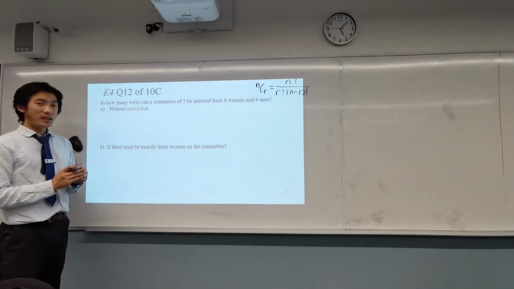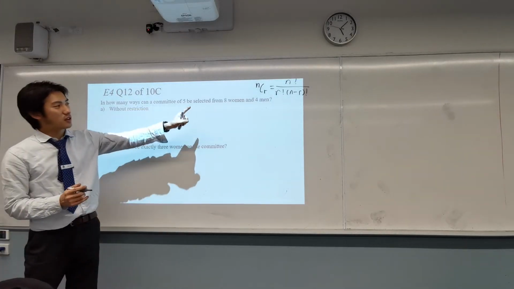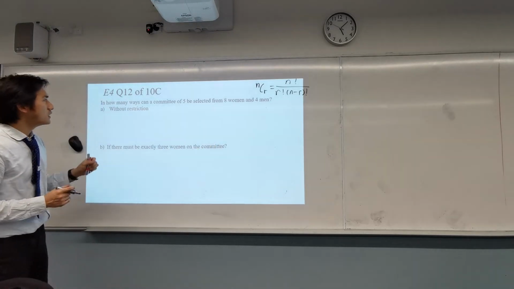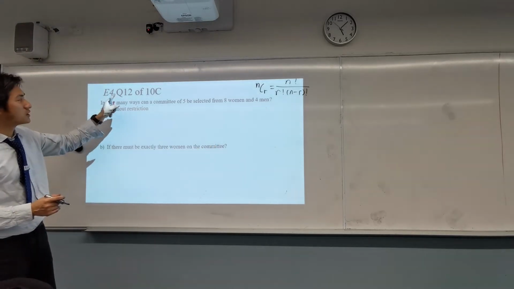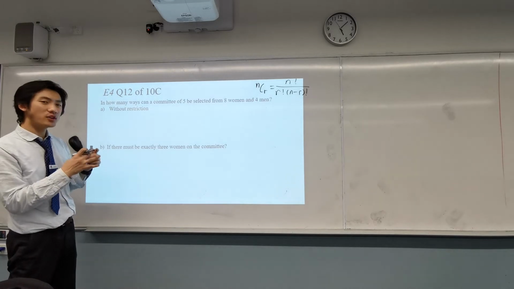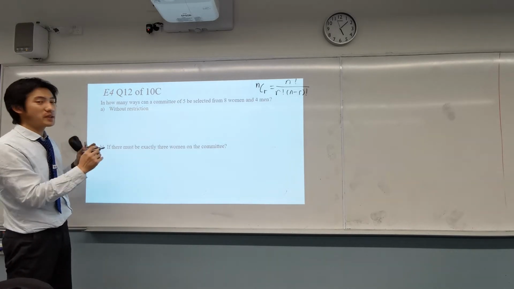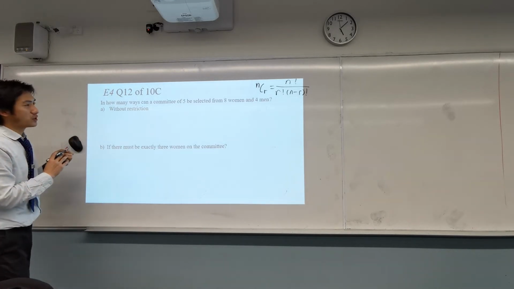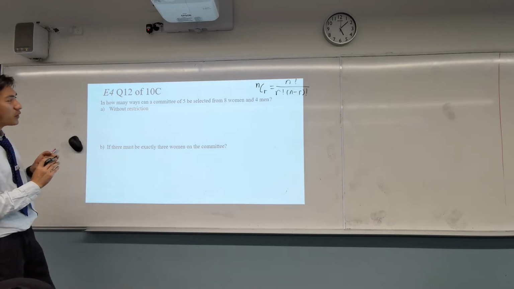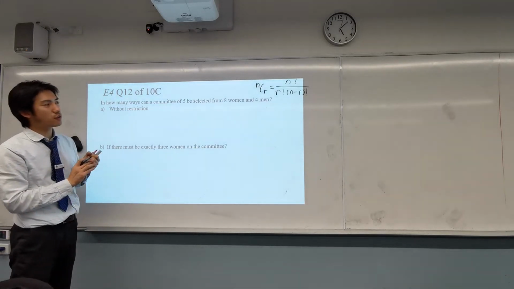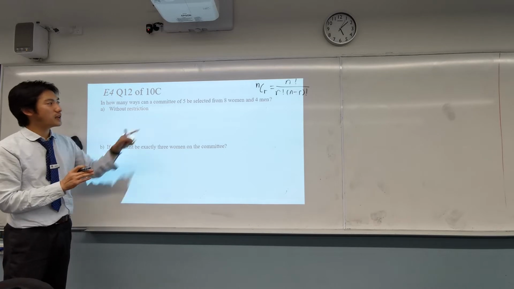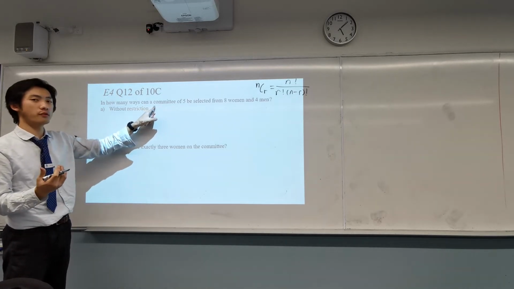Here's our first big example with numbers that are quite large. This will be example 4, question 12 of 10C. I recommend that you get your booklet out and copy this example down as we do it together. In how many ways can a committee of 5 be selected from 8 women and 4 men? A committee is just a group of people.